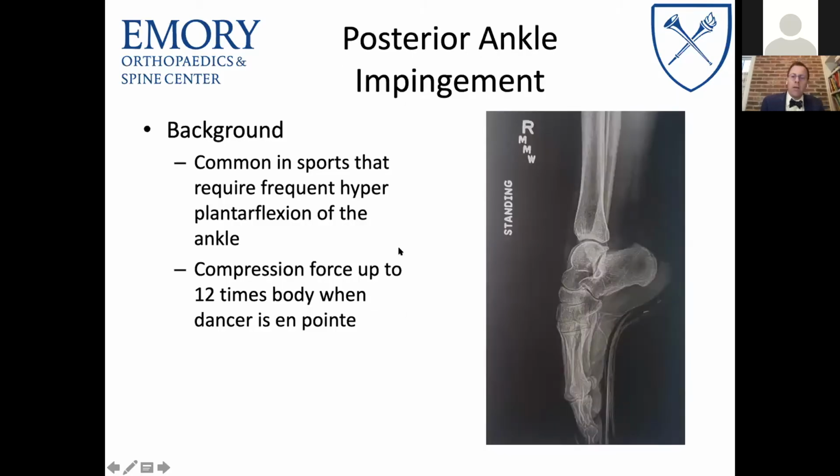And so thinking about posterior ankle impingement, it's common in sports that require frequent hyperplantar flexion. And one of the things when I was doing research for this talk was that up to 12 times body weight can be put through the back of the ankle in some studies. And so there's a lot of stress and pressure back here that can definitely lead to some pain.